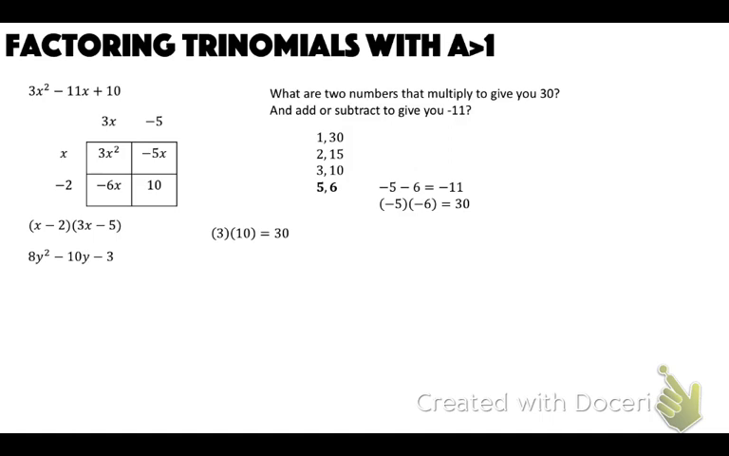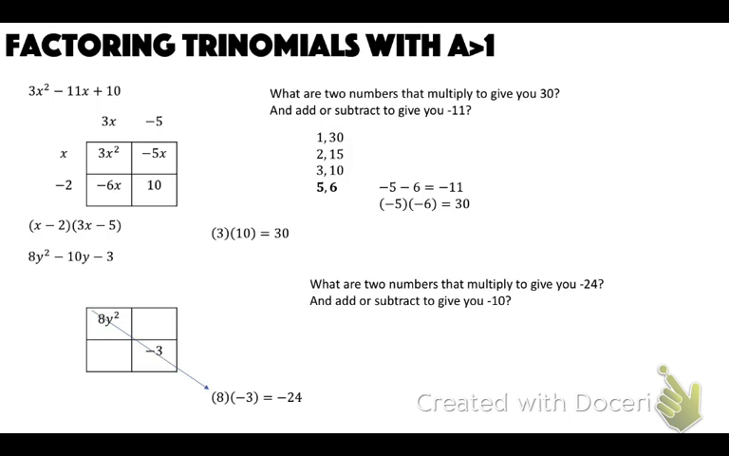8y squared minus 10y minus 3. So 8y squared goes in the top, negative 3 goes in the bottom. Multiply those two and we get negative 24. So we want to see what multiplies to give us negative 24 and adds or subtracts to give us negative 10. Well, I have 1 and 24, 2 and 12, 3 and 8, and 4 and 6.